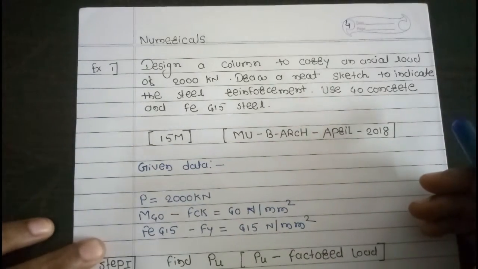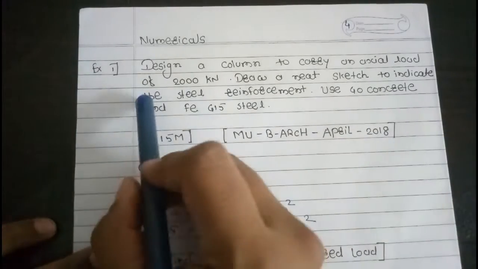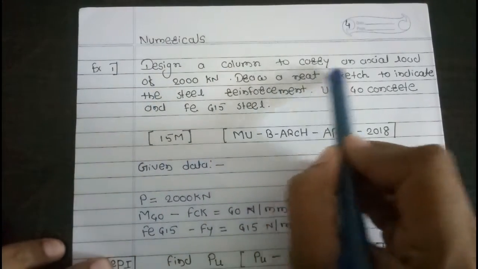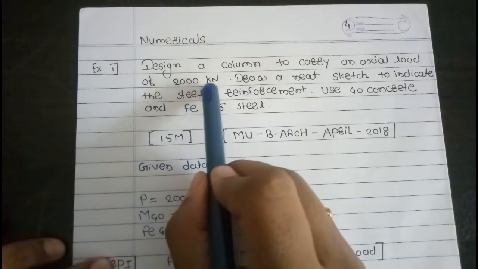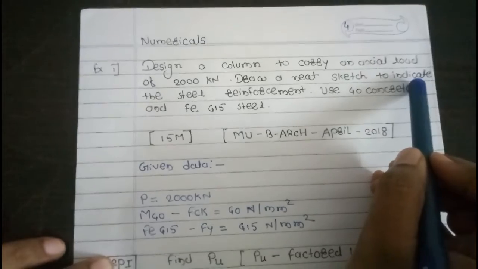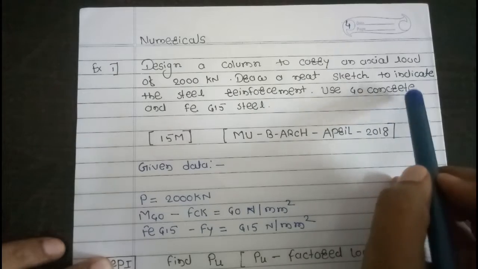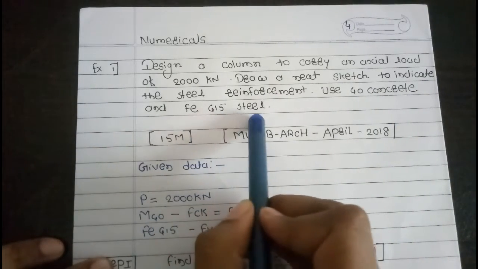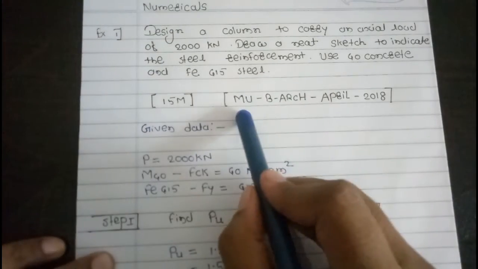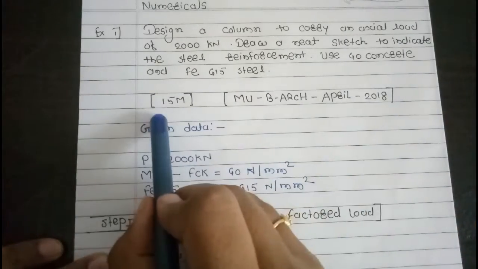Hello friends, today we will see the numericals based on design of short column. This is example number 1. Design a column to carry an axial load of 2000 kN. Draw a neat sketch to indicate the steel reinforcement. Use M40 concrete and Fe415 steel. This question is from Mumbai University, BArch, April 2018, for 15 marks.